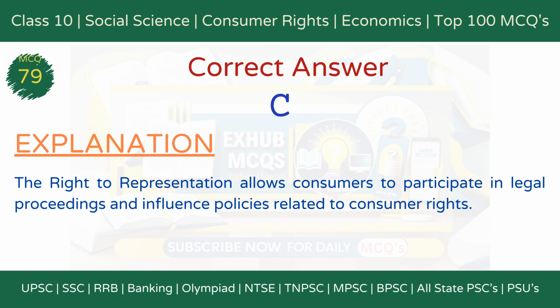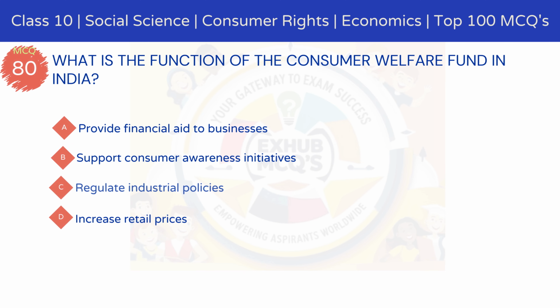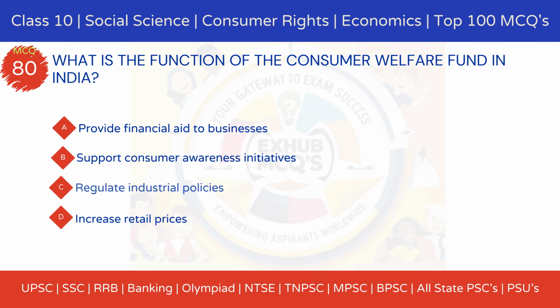The correct answer is option C, gives consumers a voice in consumer protection laws. Explanation: the right to representation allows consumers to participate in legal proceedings and influence policies related to consumer rights. MCQ 80. What is the function of the Consumer Welfare Fund in India? Option A, provide financial aid to businesses. Option B, support consumer awareness initiatives. Option C, regulate industrial policies. Option D, increase retail prices.